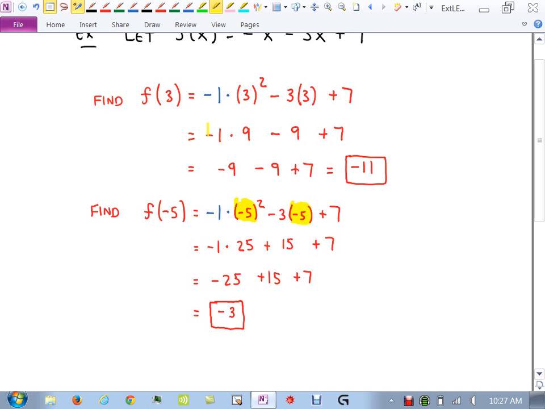So after I did that step, I squared -5. Negative times negative is positive. I still have the -1 out front. I multiplied -3 and -5 together to get positive 15, and then 7. Then I put these two together, -1 and 25. That gave me -25. And then -25 plus 15 plus 7 is -3. Yeah, it's -10 plus 7, so -3. And we could plug in a fraction also, couldn't we? Or we could not. Right.